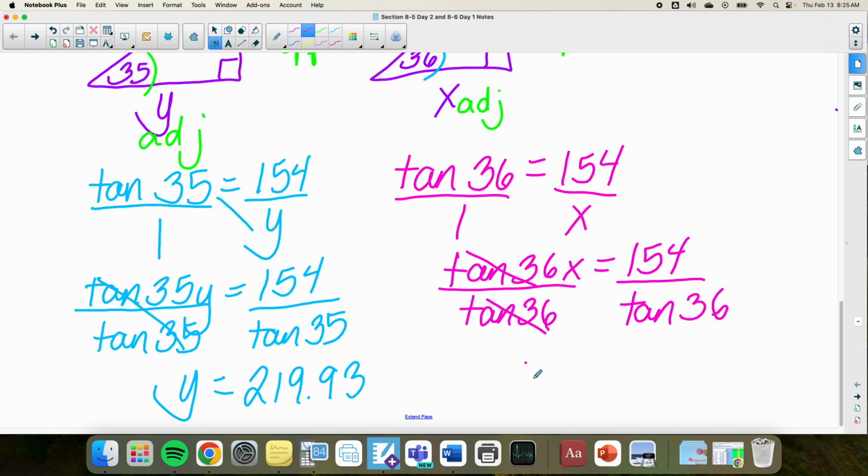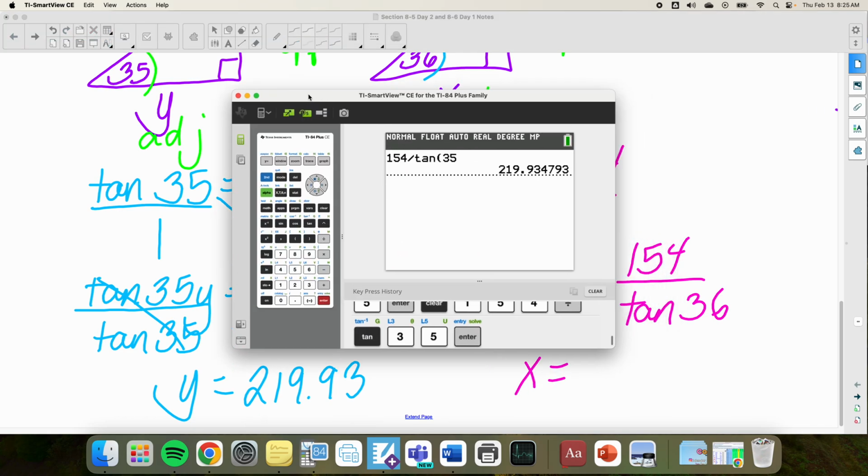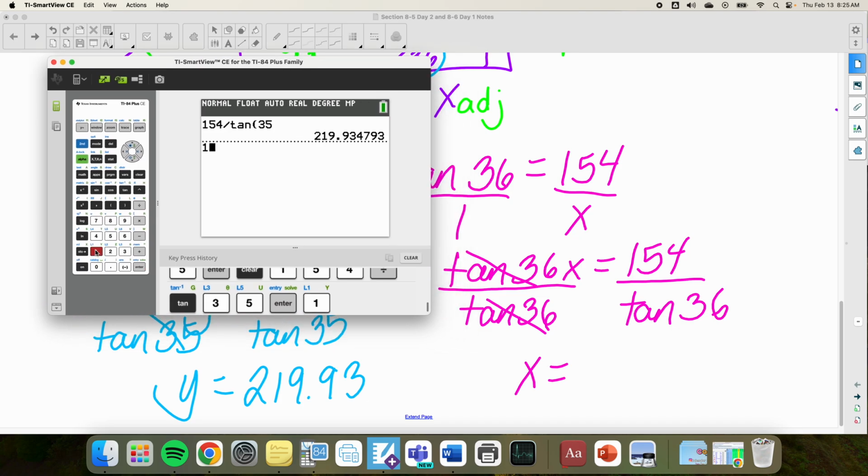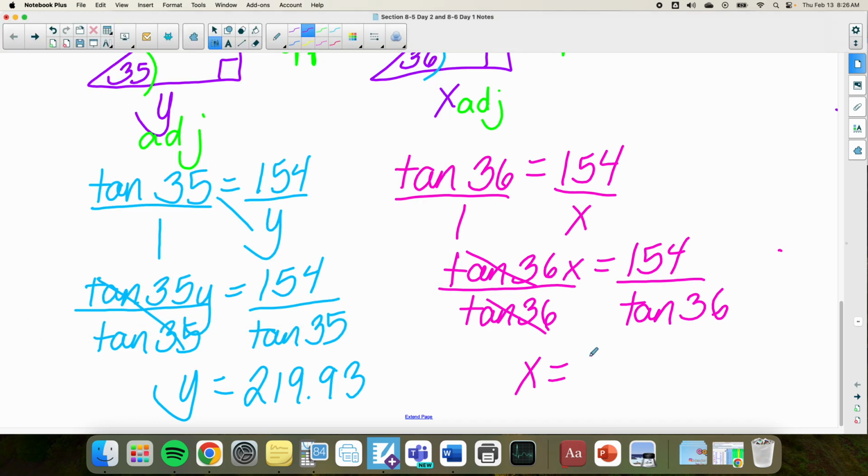And when I do that, I get 154 divided by tangent 36, which is 211.96.